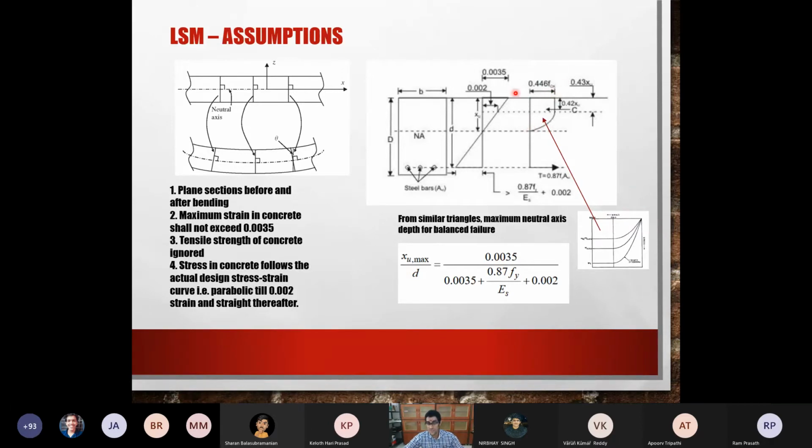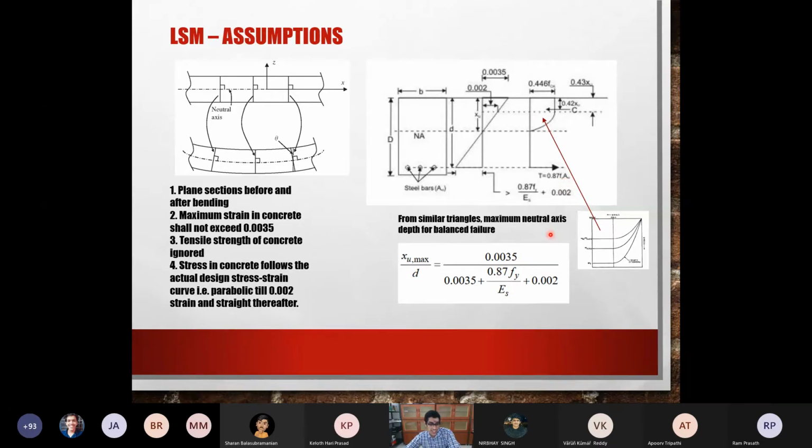Here the stress is 0.446 fck. Then you have this parabolic curve. Those who are confused about how this shape comes, it is just this stress strain curve, just invert it upward and you get the shape. Then of course in steel, you have a stress of 0.87 fy, multiplied by Ast as the tensile force.